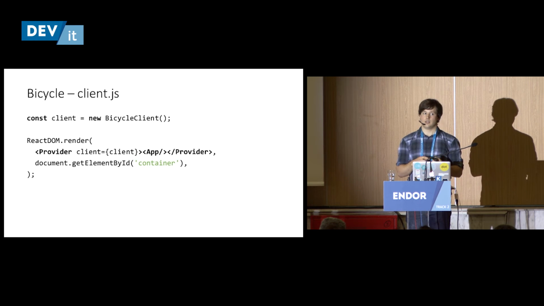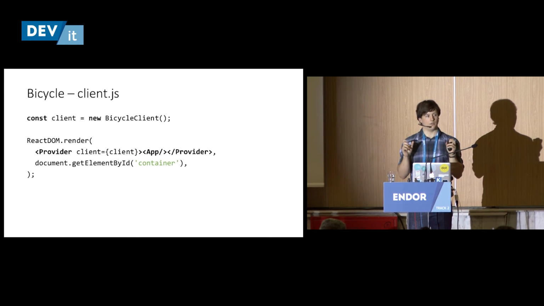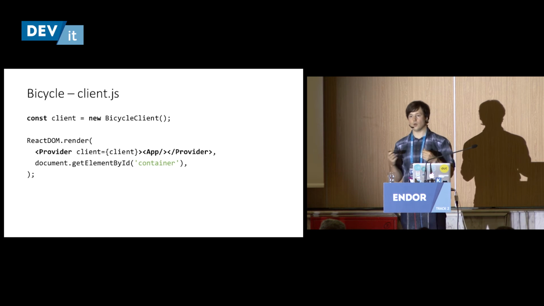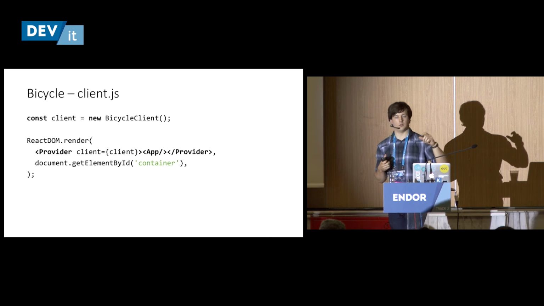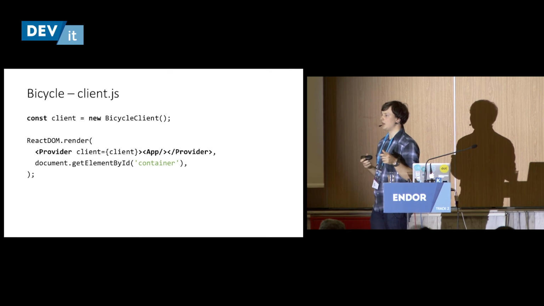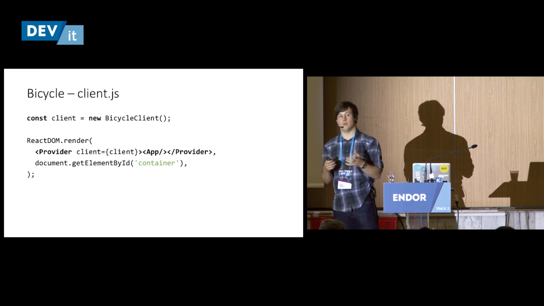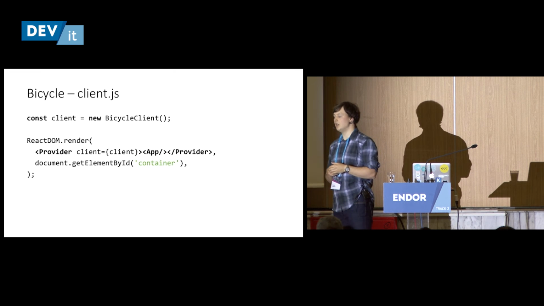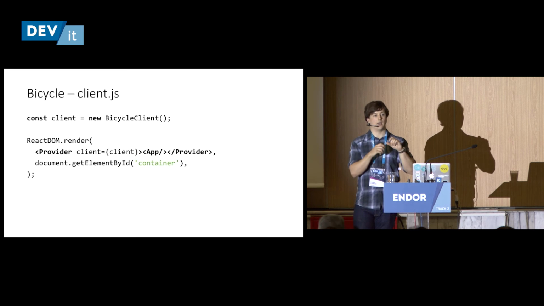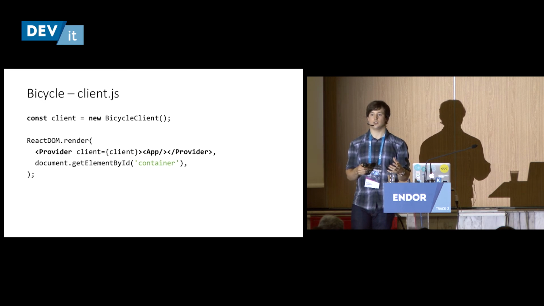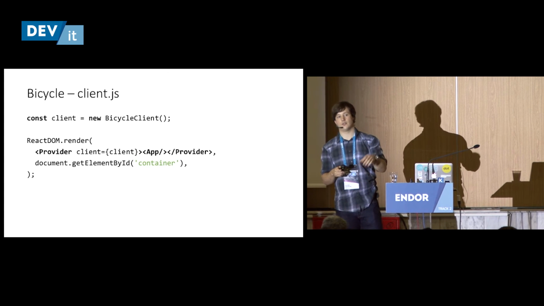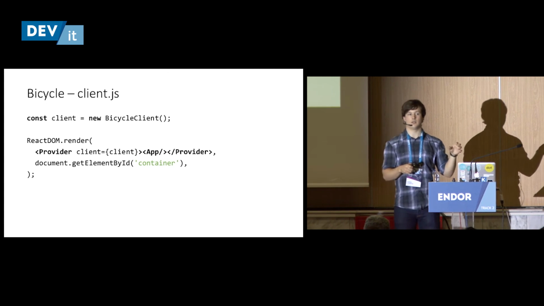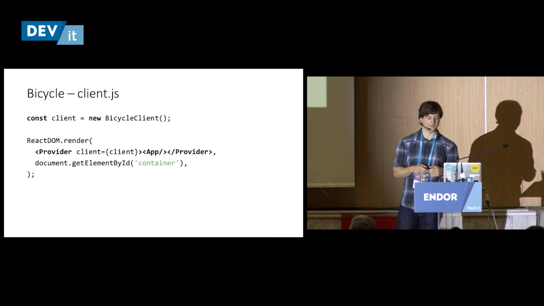On the client side, if you want to use Bicycle, you simply wrap your entire application in a provider component, and then you put the client in there. The client there is your single point through which all the data flows. This provider component, which is provided by Bicycle, sets up that client as part of the context for your entire application, which means that all of the connect components lower down the tree can access the same instance of the Bicycle client.